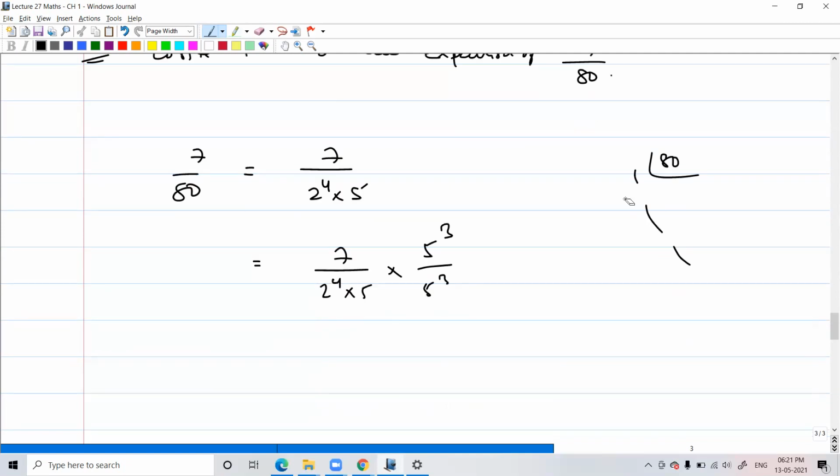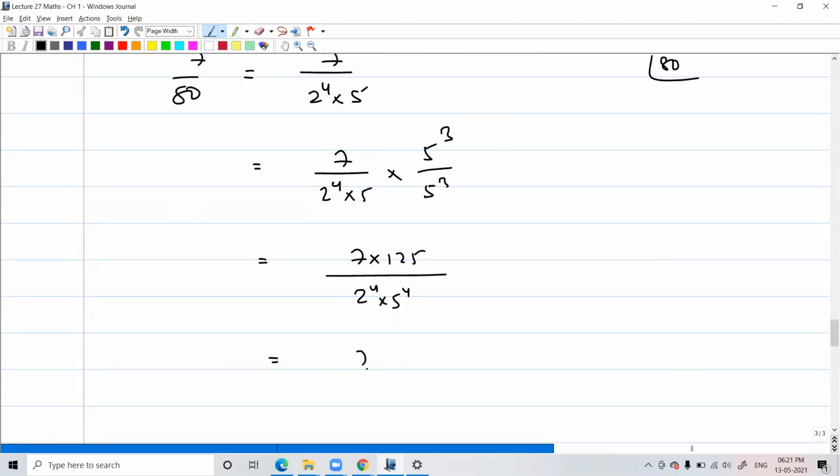Yes, sir. Okay, got response from 3 people. Rest of the people, where are you? Okay, anybody has a trouble with this? Yes, sir. All right. So for the numerator, there is no other way, you have to do the calculation. So 7 into 125, and then this will be 2 to the power 4 into 5 to the power 4.